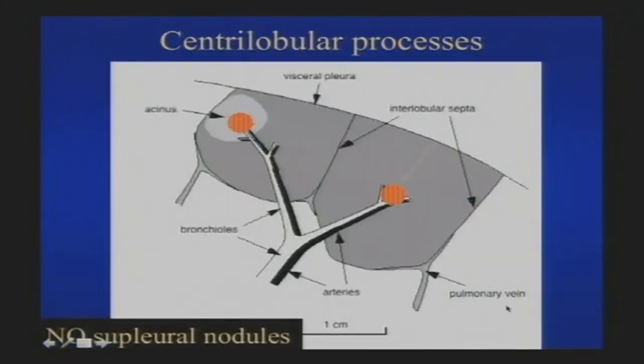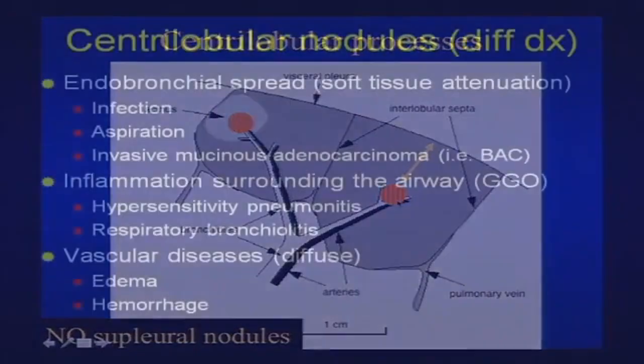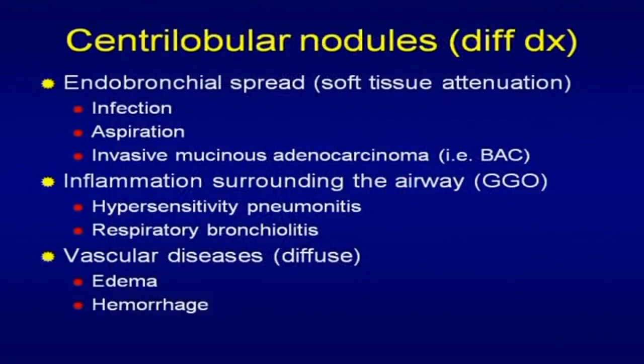And again, what is the differential? The differential is going to be fairly broad because it includes any of the small airways disease. So we're talking about small airways disease here, not large airways disease, or any vascular disease. But you can even further narrow it down by density of the nodules. And this is the more detail I want to go into.